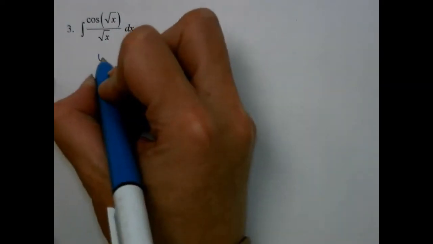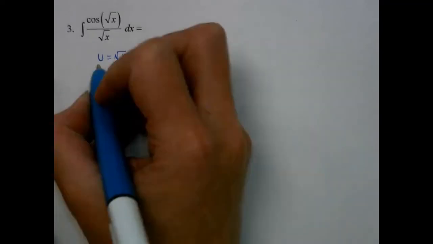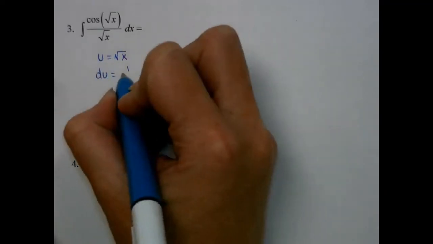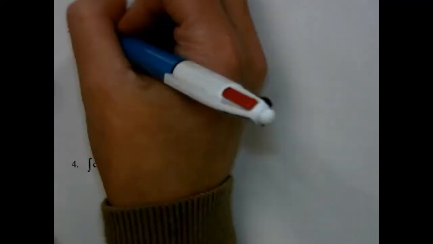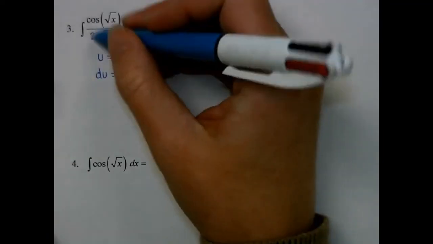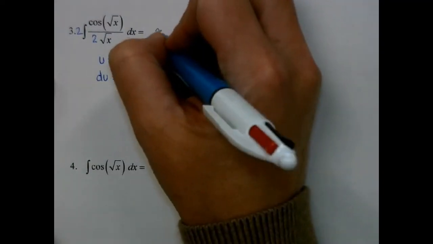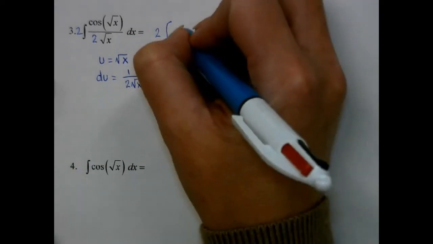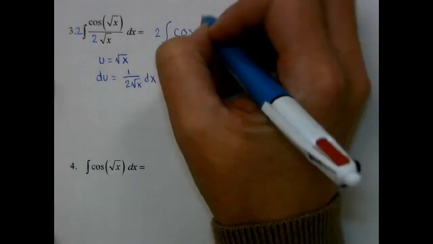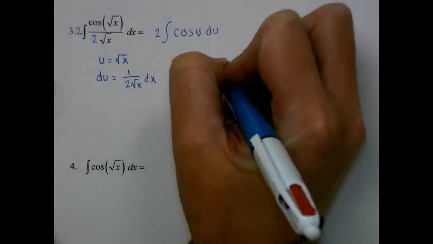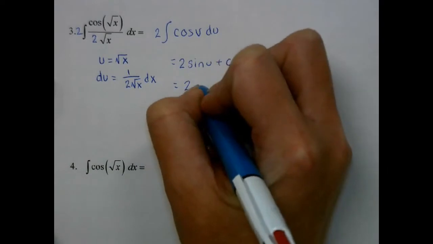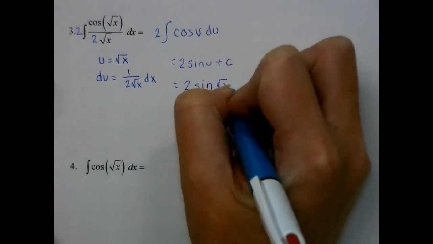Right, these next two again are similar. I'm going to let u equal the square root of x. So du is 1 over 2 root x dx, which we kind of have. So I'll put a 2 here, which is really a 1/2. So then we're going to multiply by 2. So now we just have the integral of cosine of u du. Integral of cosine is sine. So this is 2 sine root x plus c.